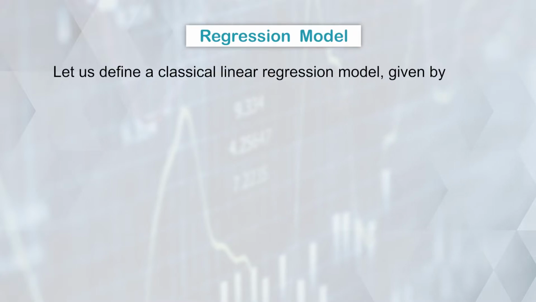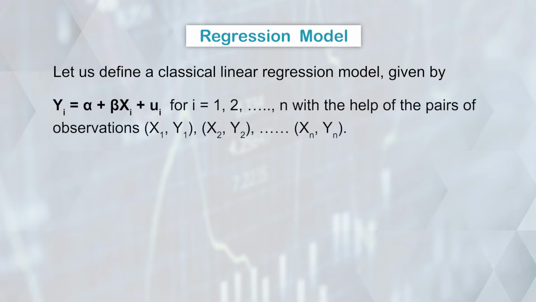In this regression model, we define a classical linear regression model by saying that yi equals alpha plus beta xi plus ui, where i is running over the observations from 1 to n, and these observations are taken in a coordinate structure of y1, x1, y2, x2, and in this order. This is basically the equation where alpha and beta are unknown parameters and ui is the error term.